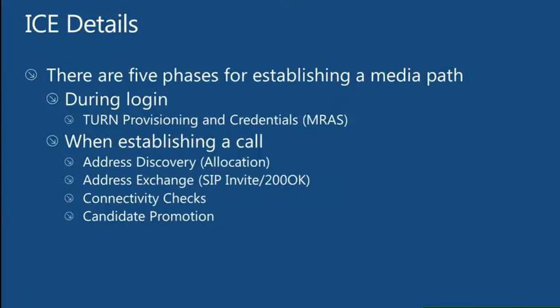Then, every single time I'm trying to establish a call, we have the following 4 steps. First is address discovery. I want to call someone. So before I tell the other person, I'm going to call you, I need to find out where I can be reached. What are my local IP address candidates? What are my reflexive candidates? What are my relay candidates? Then I exchange these candidates with the person I want to call. Then we will have connectivity checks. As part of ICE, the clients will try to find out which are the possible media paths that we could use. And finally, we will promote the final candidate. This is the candidate we're going to use for the call to have a media session established.